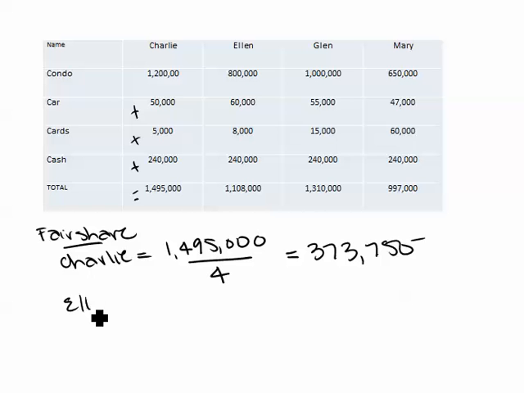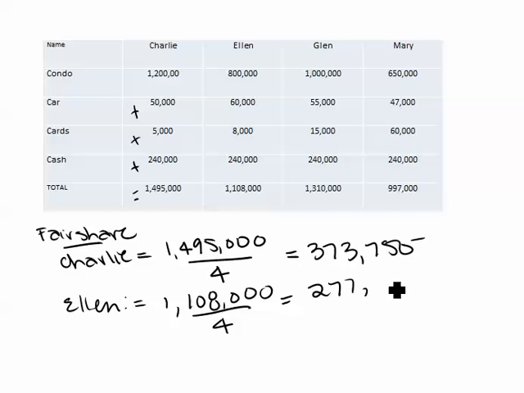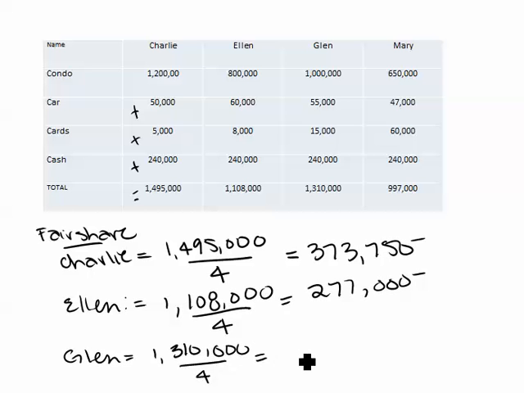For Ellen, we would take the total bids in cash of $1,108,000. Again, divide it by 4, since there's 4 people. Her fair share is $277,000. For Glenn, $1,310,000 divided by 4. And for Mary.